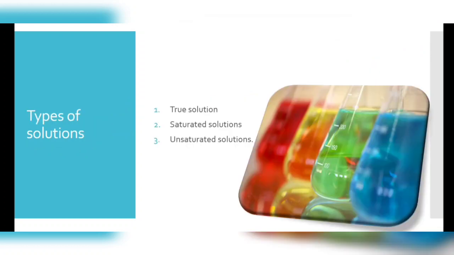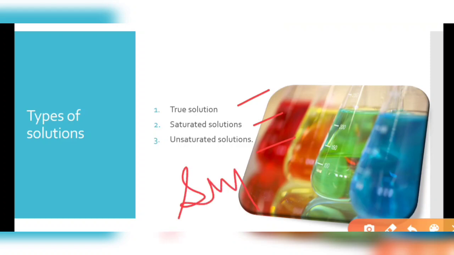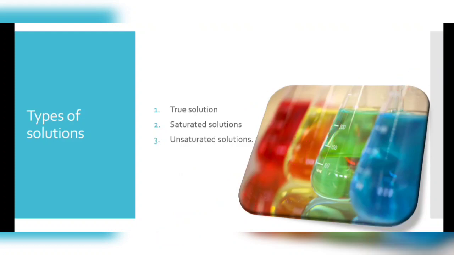There are different types of solutions, right? The first one is true solution, then saturated and unsaturated solutions. A true solution is one in which the solute particles get dissolved and broken down into such a fine state that you are not able to see them. But what are these saturated, unsaturated, or we can say supersaturated solutions? These are also kinds of solutions. But what are these? Let's learn about these also.